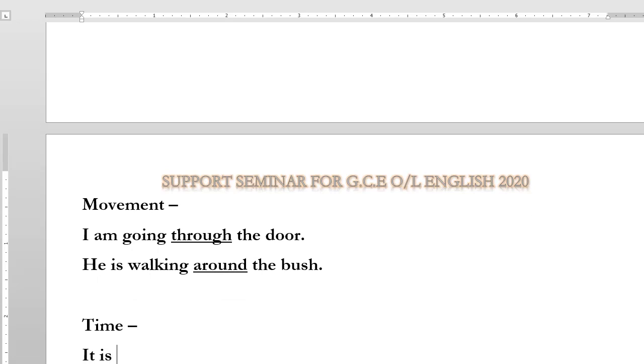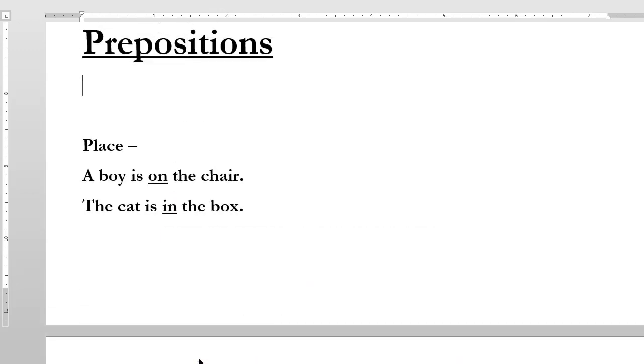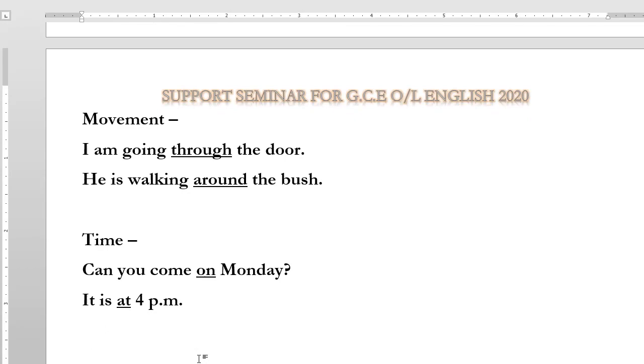For example, it is Monday, or I can say like this: can you come on Monday? It is at 4 p.m. So in this case, this particular word on and at, both of them deal with preposition of time. Now, my dear children, you can remember there are three. First one being place, and the second one being movement, and the third one being time.